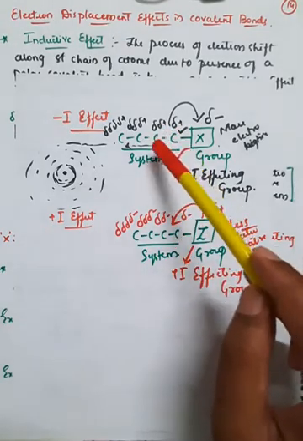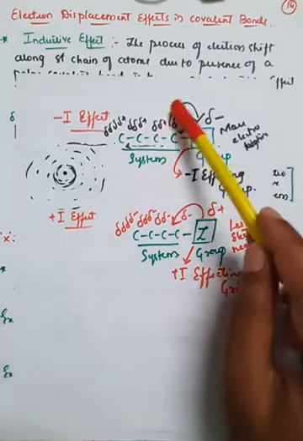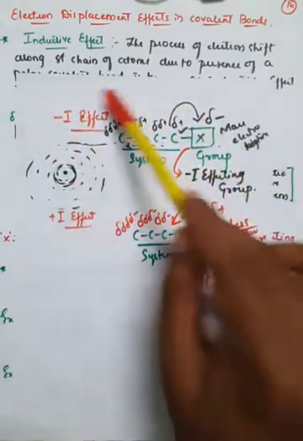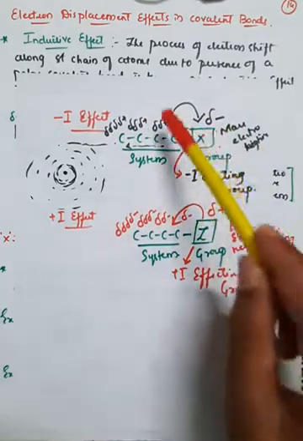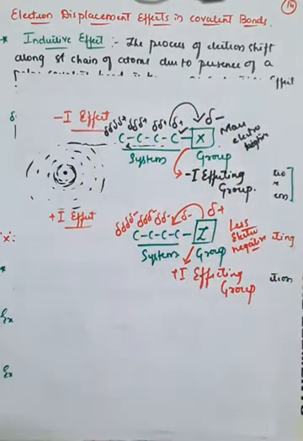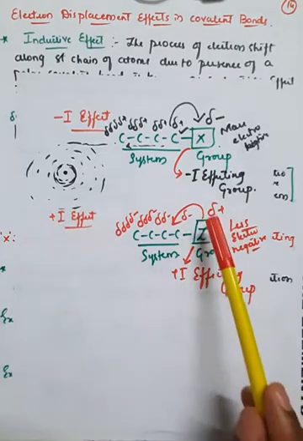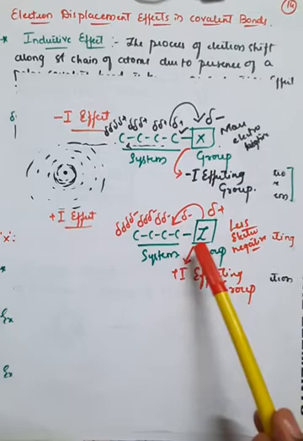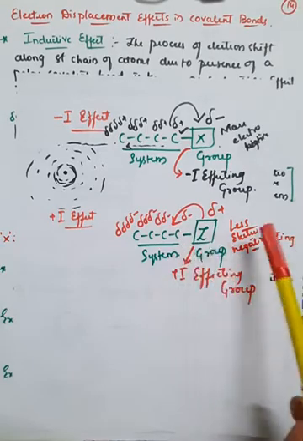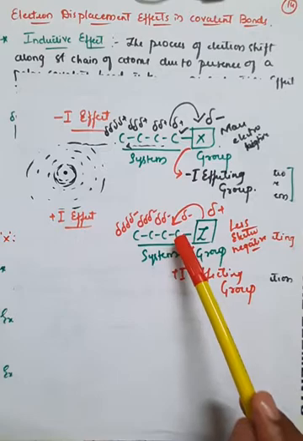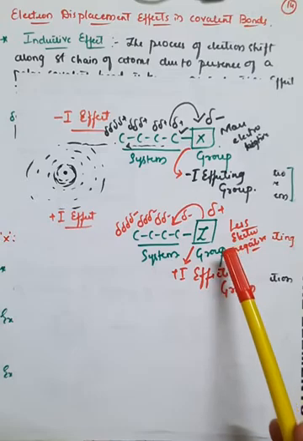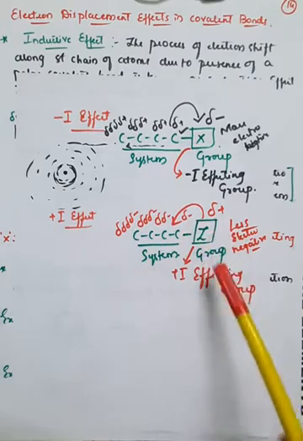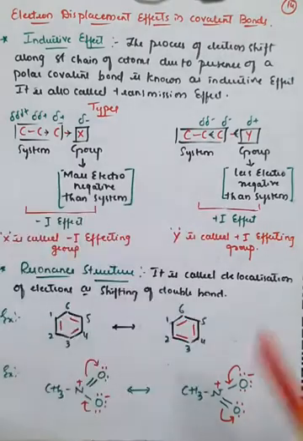If the electrons are moving from system to group, it is considered as minus I effect because it is moving towards the more electronegative. Observe here, it is moving towards more electronegative, so it is called minus I effect. The word itself says minus I, right? Plus I effect means it is moving towards the more electropositive. The more electropositive is the carbon atom because Z is less electronegative when compared to carbon. Therefore the movement of electrons takes place towards the system from the group, so here Z acts as a plus I effecting group. The same thing I have written here, right?